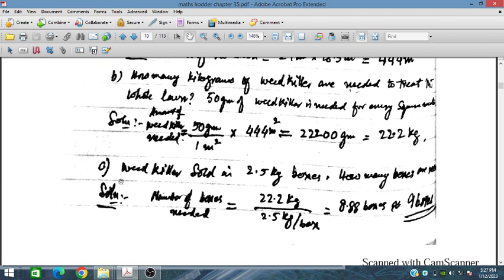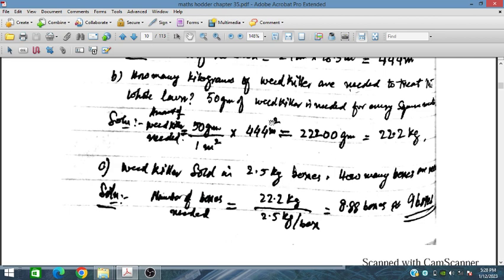Weed killer is sold in 2.5 kilogram boxes. How many boxes would be needed? So this much weed killer is required. We'll divide this by the 2.5 kilogram box. So we have obtained 8.88 boxes. So we will complete the whole number. So 9 boxes would be required in our case.